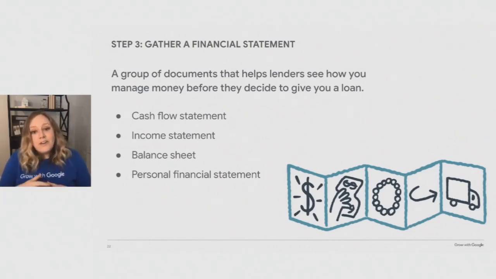Rounding out your financial statement is a personal financial statement. This is basically a balance sheet for finances that aren't tied to your business. This is going to be about you personally. Lenders use this to evaluate how you personally handle money and the value of your personal guarantee. This is especially true if you are putting up personal collateral.